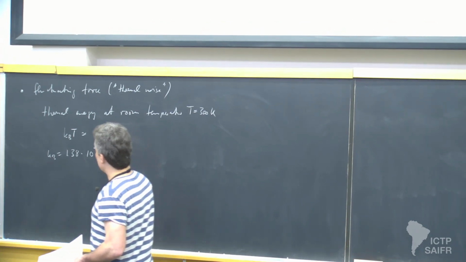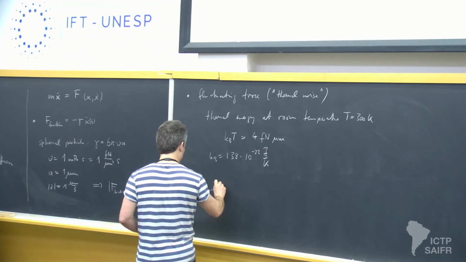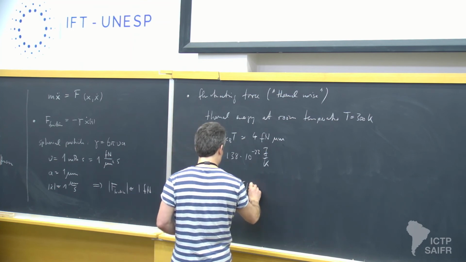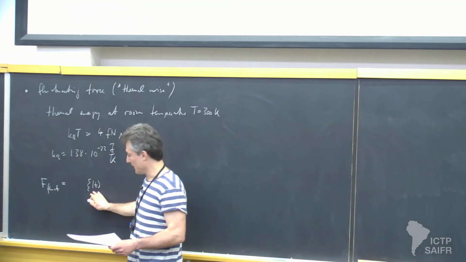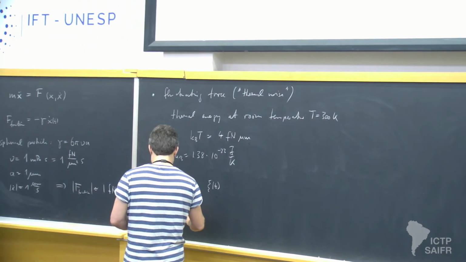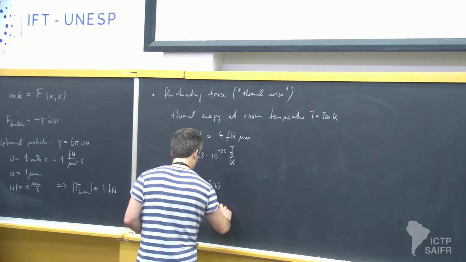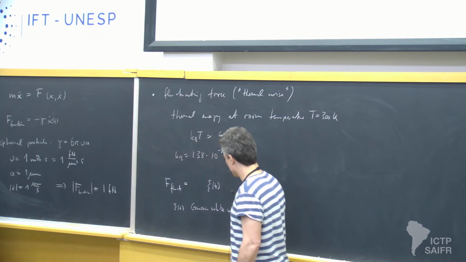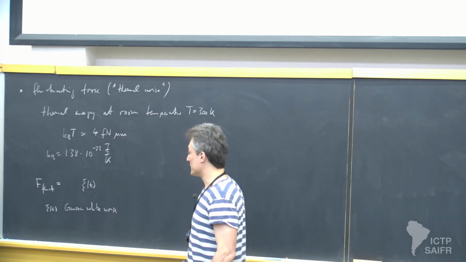Okay, now how do we model this? Fluctuating force is equal to something that we usually use the letter psi for, psi of t. And this psi of t is a Gaussian white noise. By the way, I write everything in one dimension, but generalization to higher dimensions is easy.